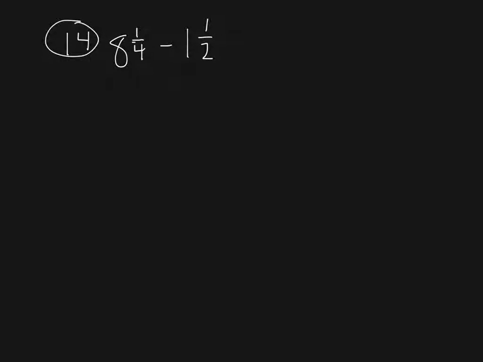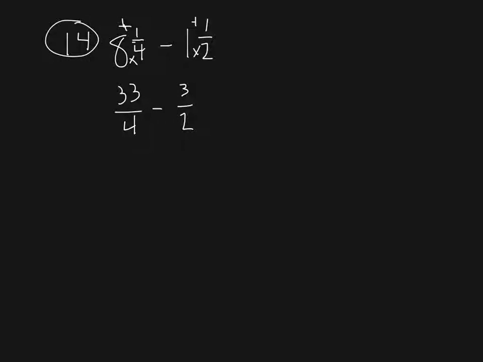So to convert to an improper fraction, I'm going to multiply the whole number by the denominator, the bottom number there, and add it to the top. So 8 times 4 is 32, plus 1 gives me 33. So I have 33 fourths minus 1 times 2 is 2, plus 1 is 3. I have 3 halves. Now from there, you could work with the common denominator, and it's pretty easy to see here the common denominator between these two would be a 4. But if you're having issues with that, you may want to work with the butterfly method.